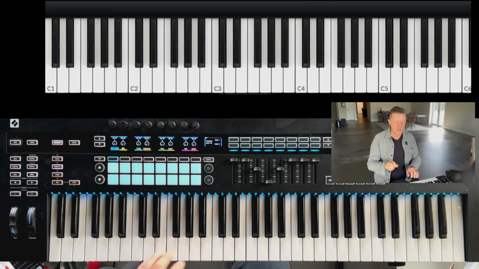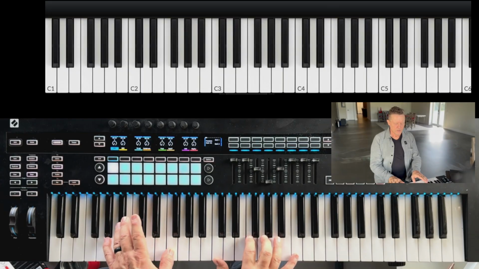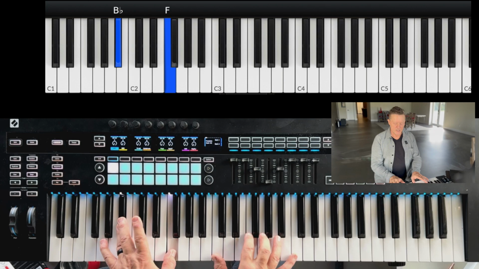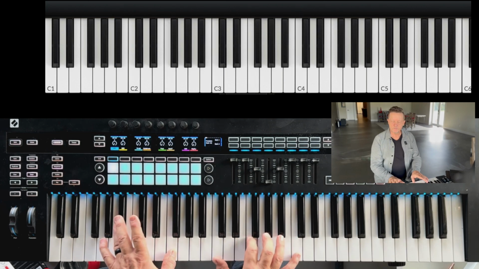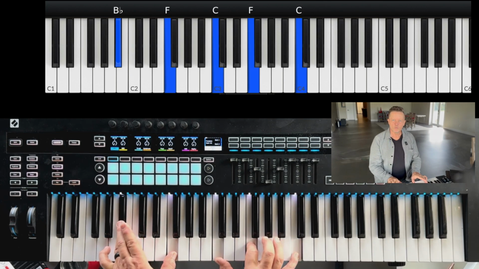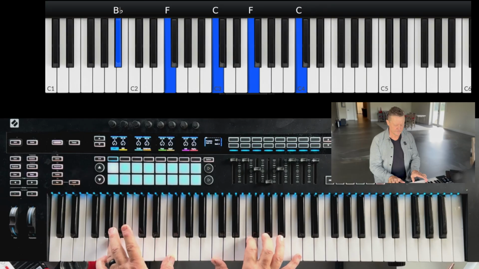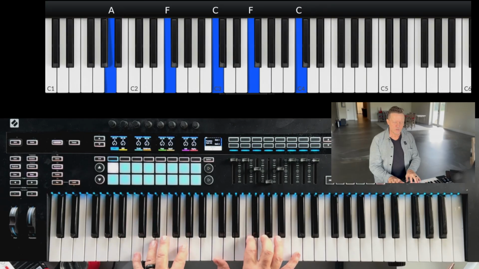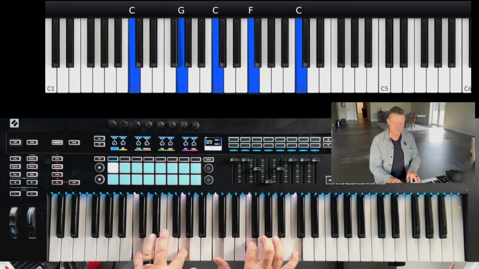And now we put our hands together. So we start with the 4 chord in our left hand, and right hand plays 5, 1, 5. Then we move over to 1 over 3. Then we move to 5 and to 6.